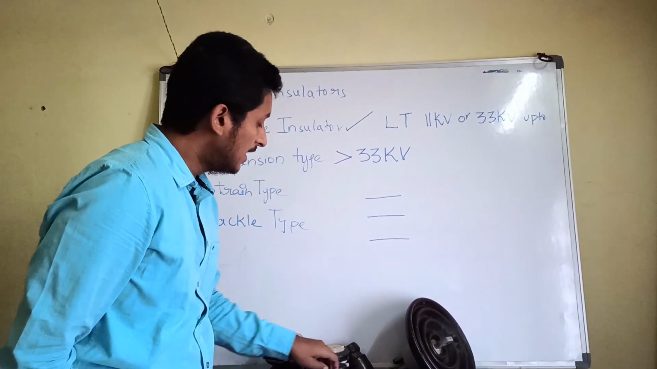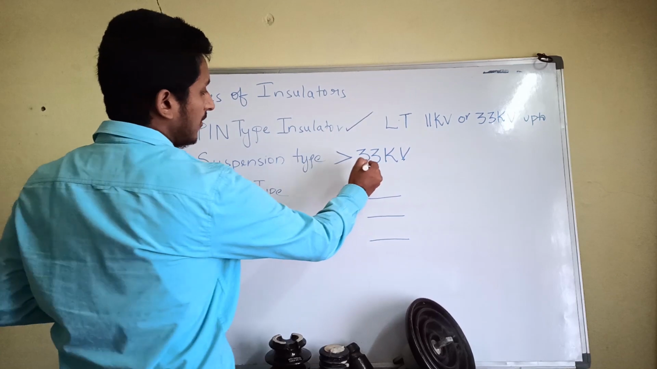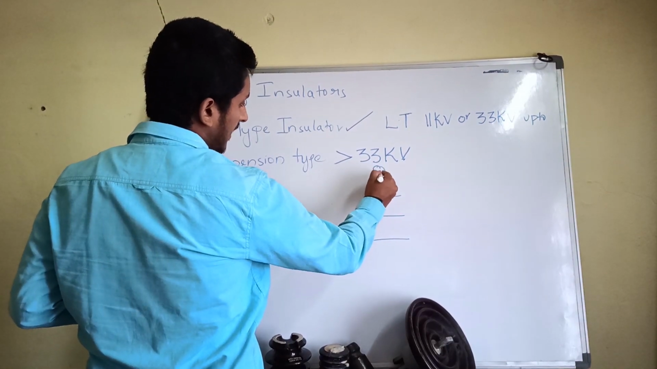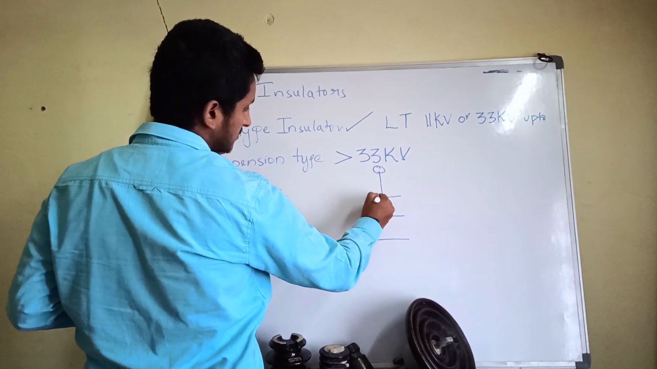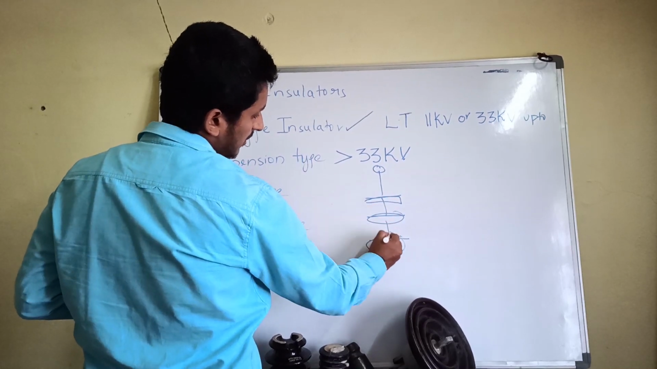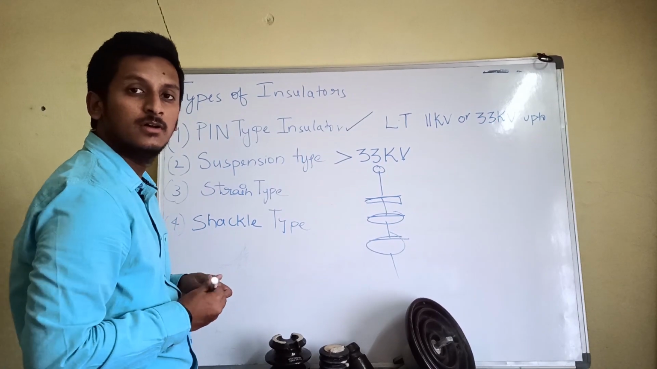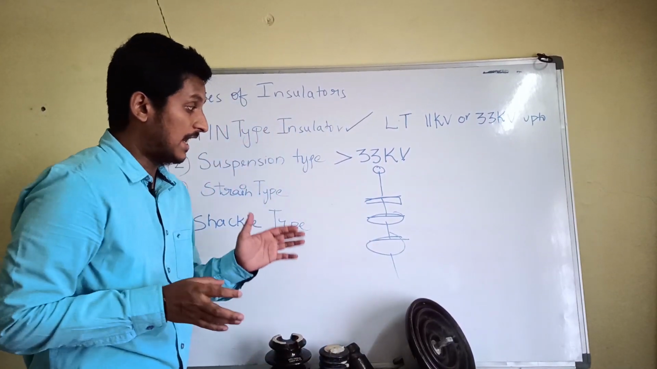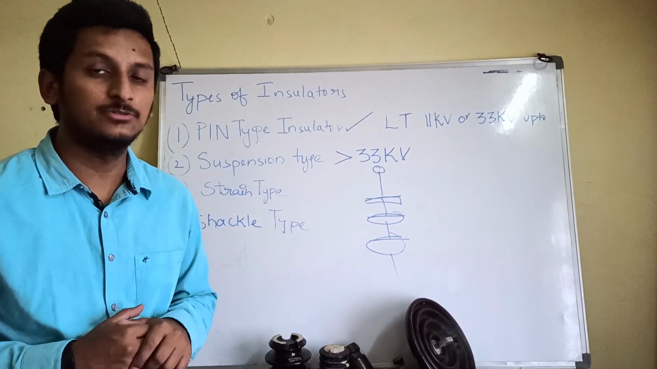As these all are suspended from the top of the cross arm, these are called suspension type insulators. There is no doubt in this. Somewhat it will be like this. I am not going into the clear design. Now let us see the advantages of the suspension type insulator.